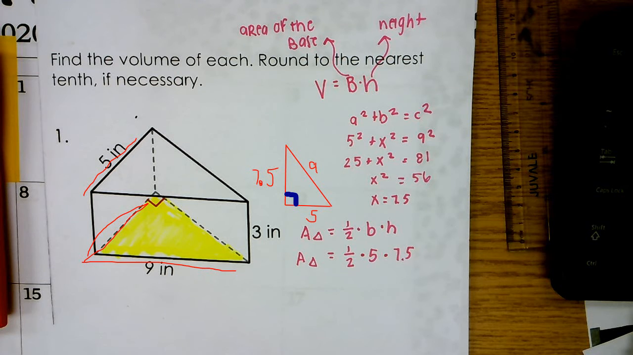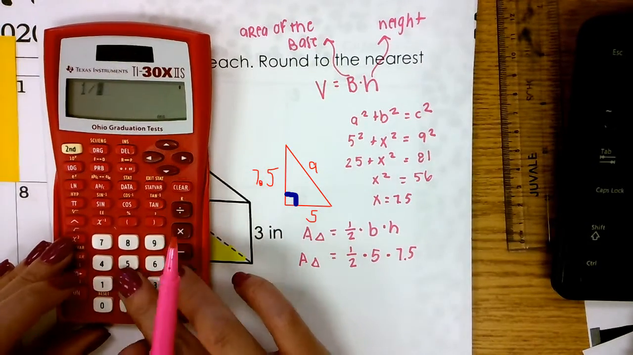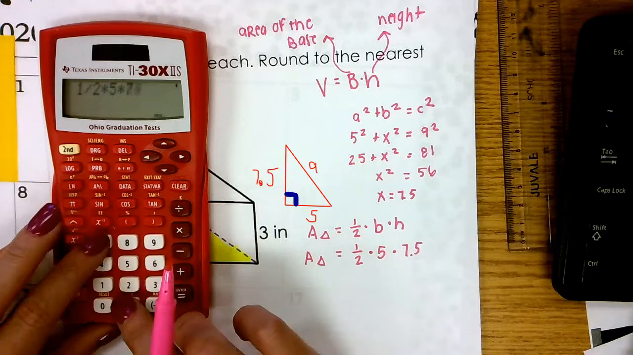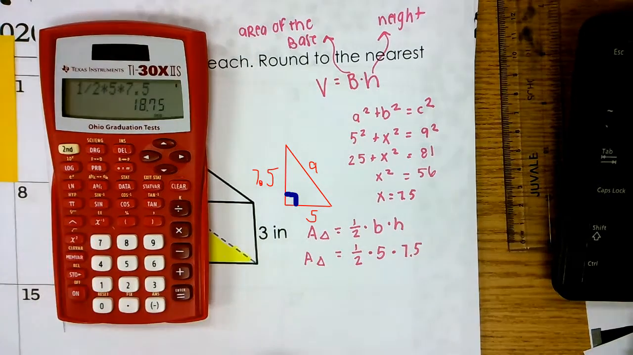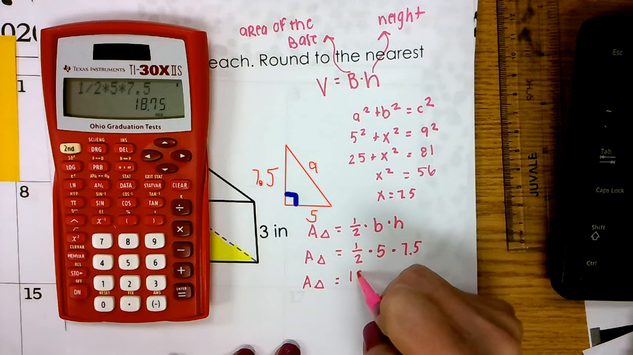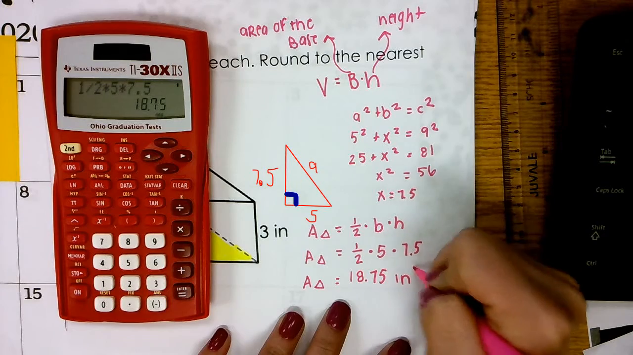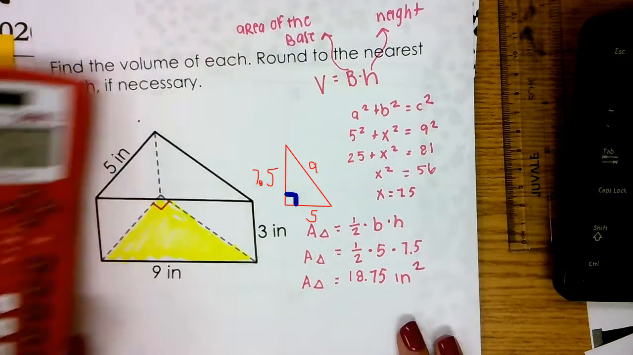So now we're going to take that and put that into our calculator. So over here, I'm going to bring my calculator over. 1/2 times 5 times 7.5 gives me 18.75. So the area of the triangle is equal to 18.75. And it would be inches squared, because area is square units.